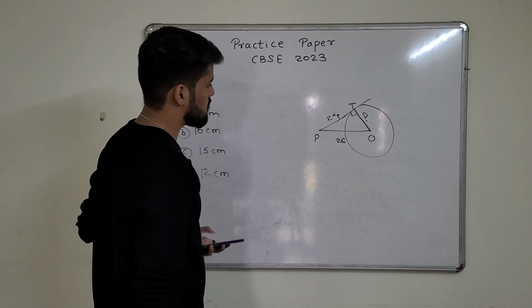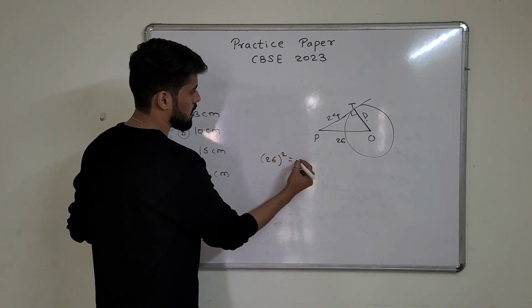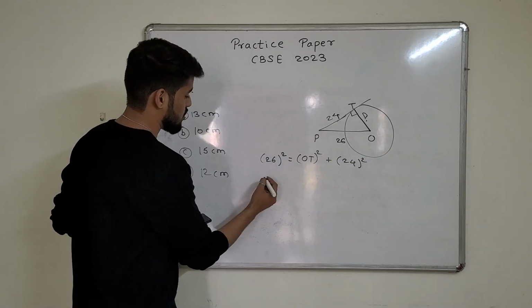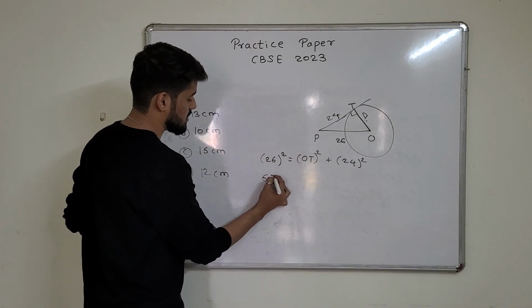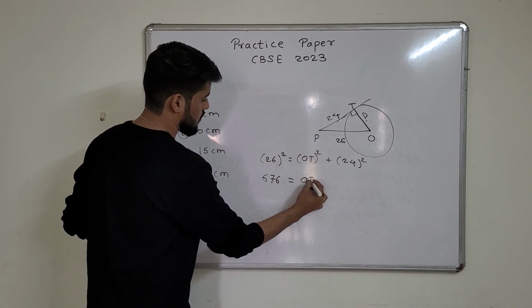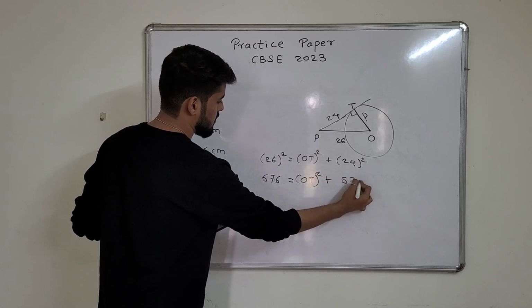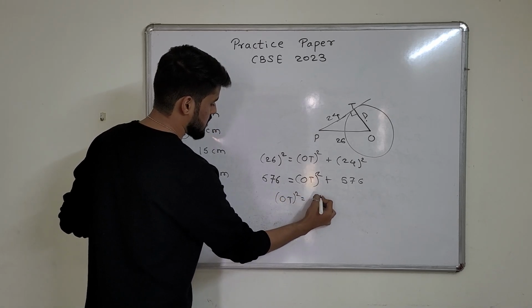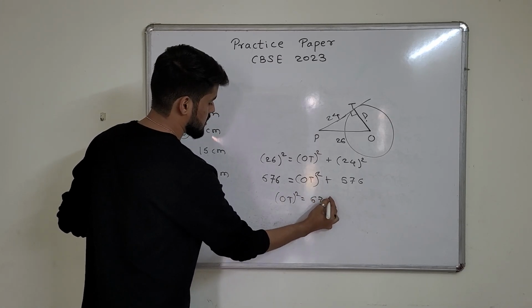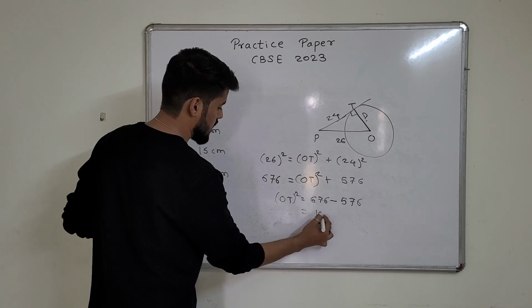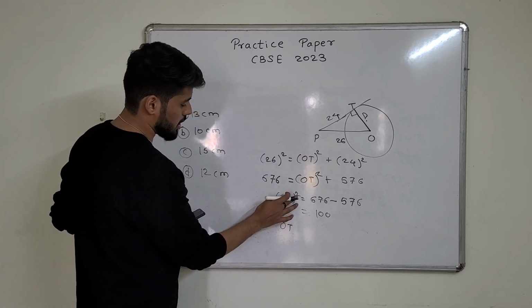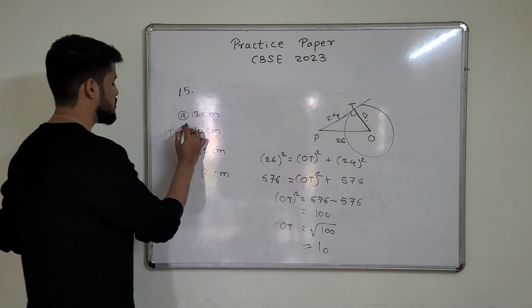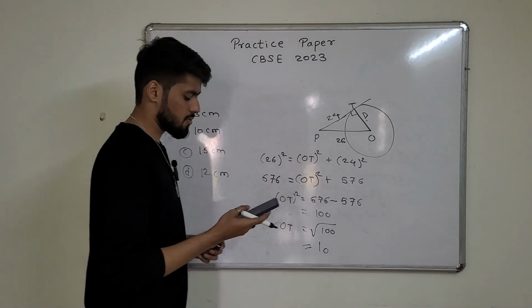So by using the Pythagoras theorem, we can find 26 square equals to OT square plus 24 square. So the value of 26 square is 676 equals to OT square plus the value of 24 square is 576. So just shift this value, solve, you will get OT square as 676 minus 576, that comes out to be 100, and OT, we need OT, right? So just taking square root on both sides, we get square root of 100 as 10 centimeter. Option B is the right answer. Moving on to the next question.